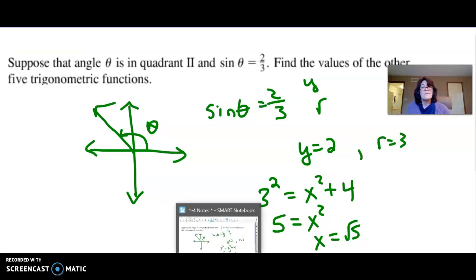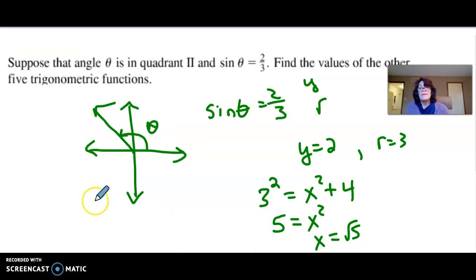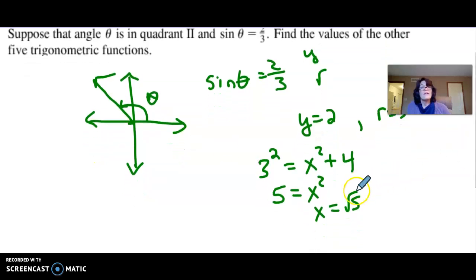Or is it? I'm in quadrant 2, guys. What kind of x gets me in quadrant 2? Be very careful. x is negative the square root of 5. I should have put plus or negative there. So once I have x, of course, I can find the rest. Cosine of theta is negative square root of 5 over 3. Tangent of theta is what? y was 2. Oh, I'm almost out of time. Sorry, I'll continue this in the next one.